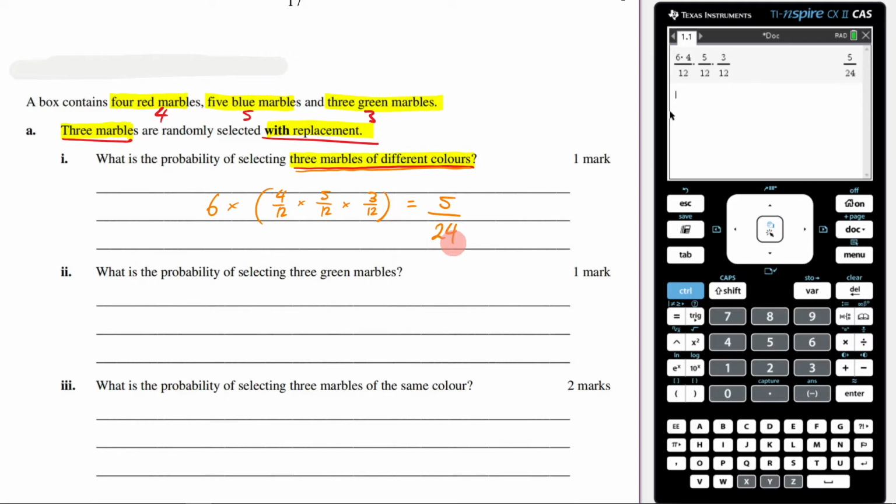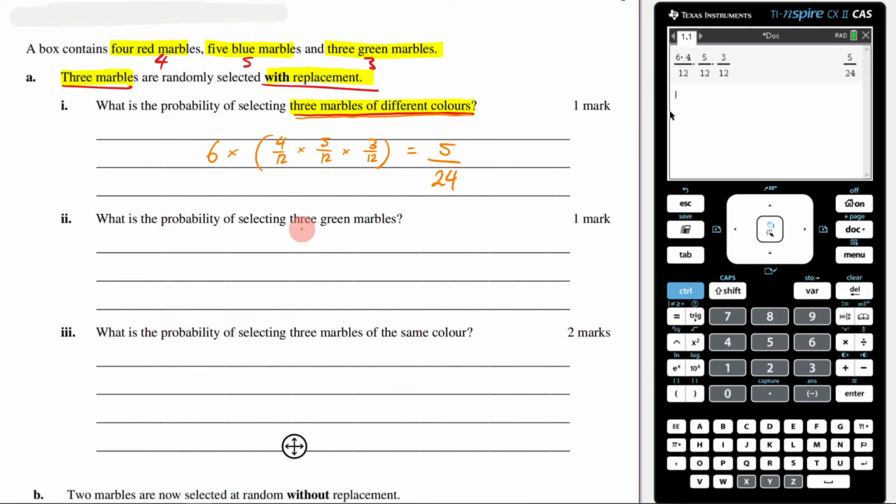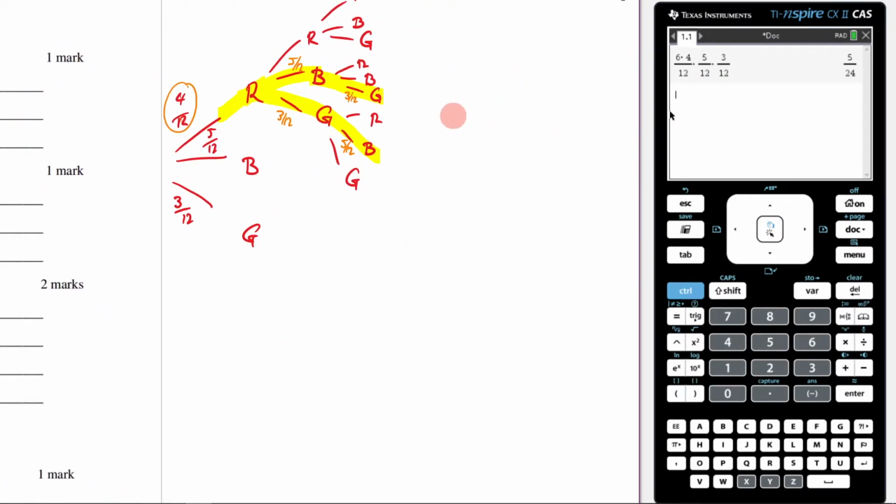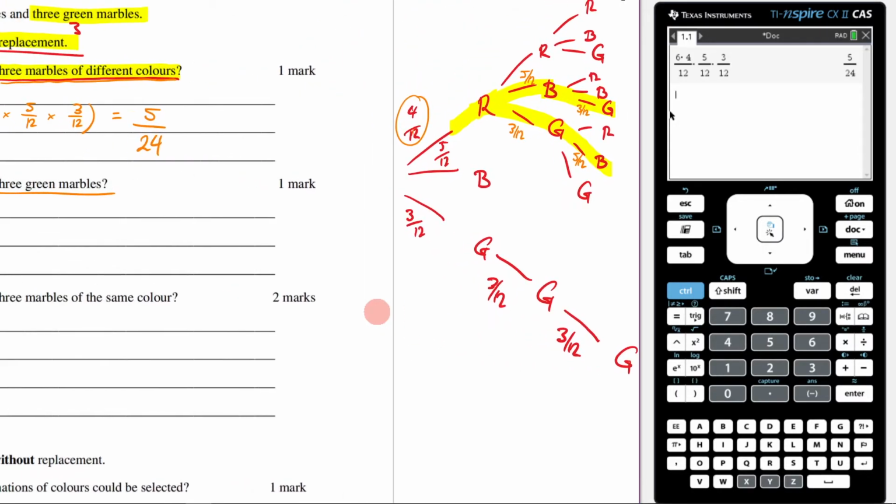Okay, next. What's the probability of selecting 3 green marbles? This is a lot easier. If we picture our tree diagram here for a second, I pull out a green one, then I pull out another green one, then another green one. Because it is with replacement, each time is just 3 on 12. So it's 3 on 12 times 3 on 12 times 3 on 12. That's it.